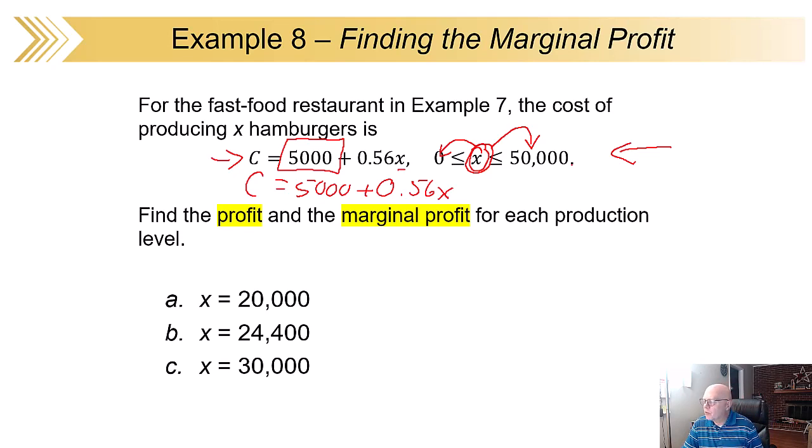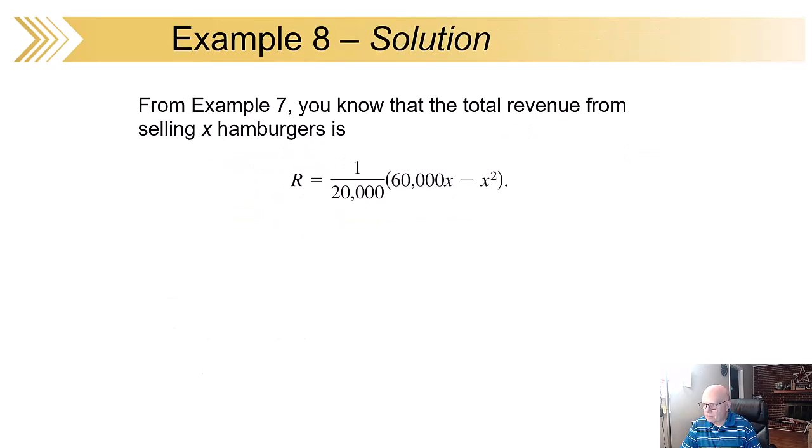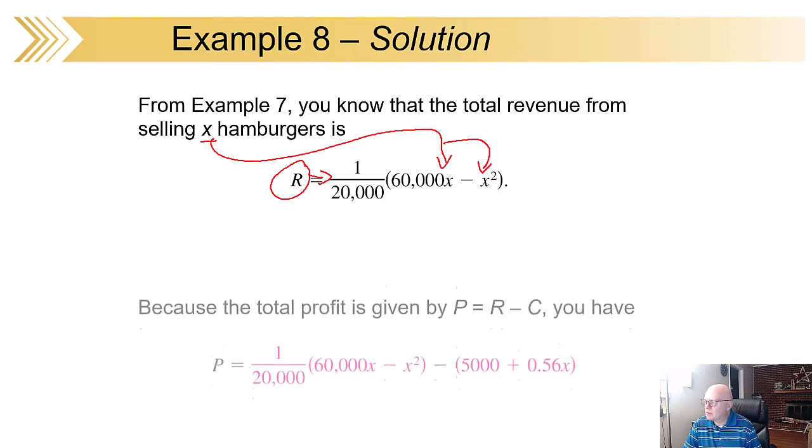Now here's something for you to try. You might try pausing the video and see if you can figure out the profit and marginal profit for each production. So, from example 7 that we already talked about, here's the revenue function. And the total revenue for selling X hamburgers, there's our X, here and here. Put the X you're interested in, and you can find out what the revenue would be from selling X hamburgers.